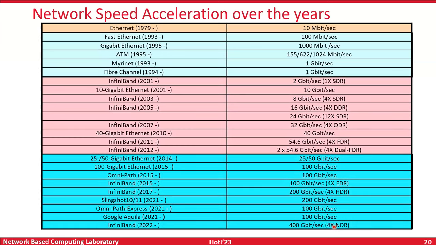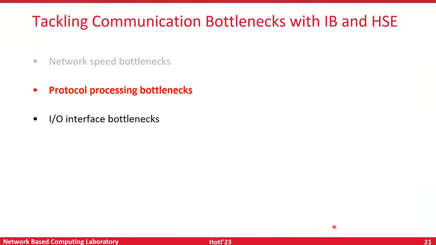So broadly, from 2000 to 2023 now, the networking bandwidth has improved almost 200 times. And that's what is leading to a very exciting phase. People are deploying these systems and trying to see the benefits. That is the main focus of this tutorial, and that's what we'll be talking about here.